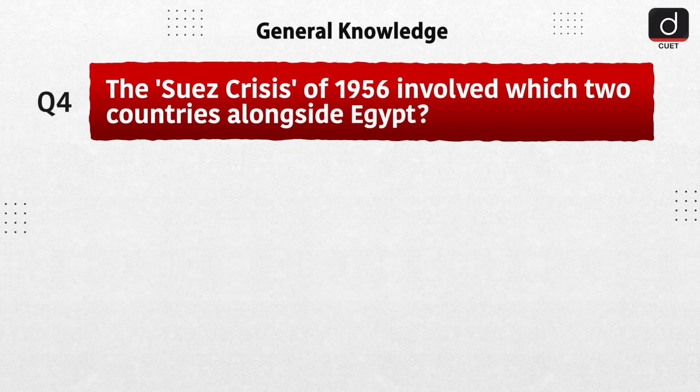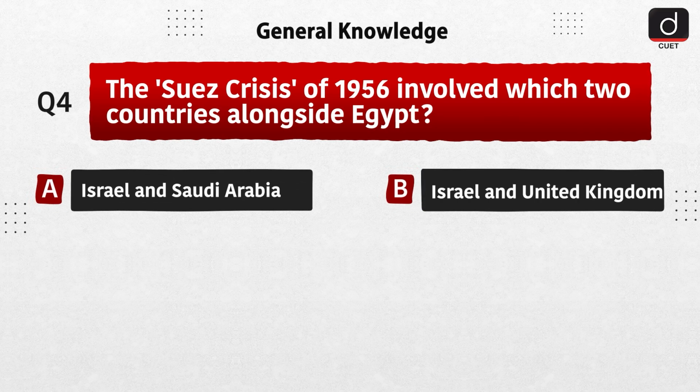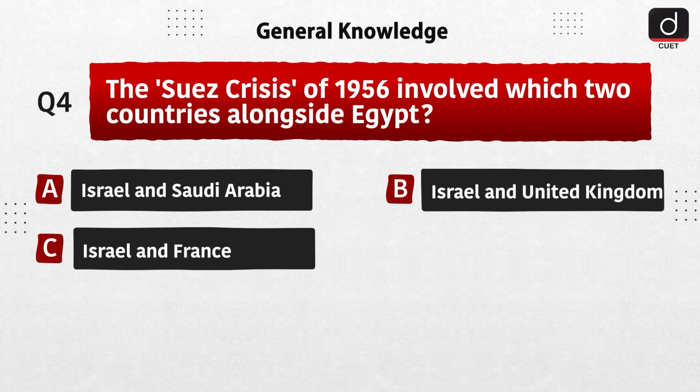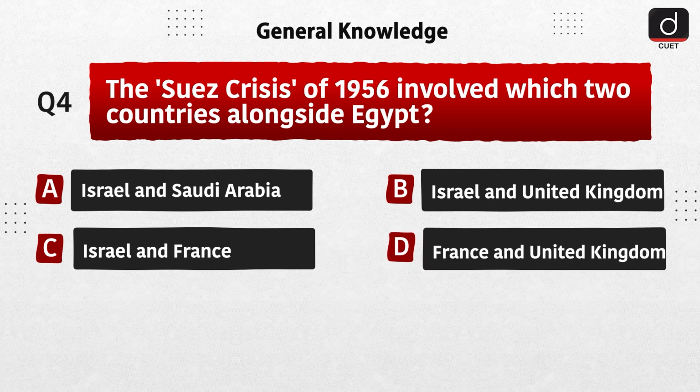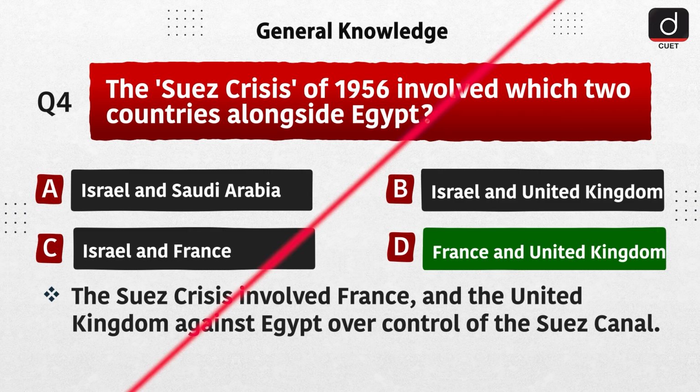Next question is, the Suez Crisis of 1956 involved which two countries alongside Egypt? Option A, Israel and Saudi Arabia. Option B, Israel and United Kingdom. Option C, Israel and France. Option D, France and United Kingdom. The correct answer is option D, Britain and France. The Suez Crisis involved France and the United Kingdom against Egypt over control of the Suez Canal.